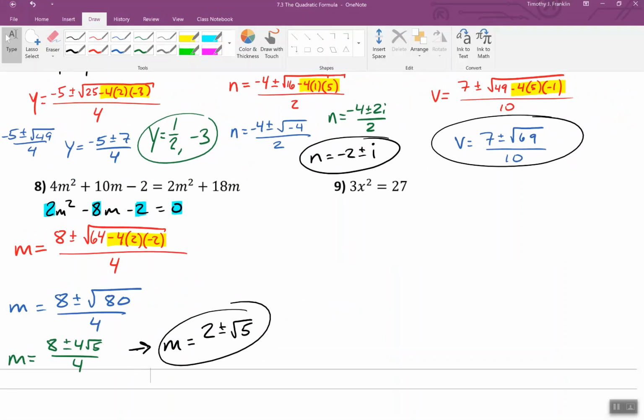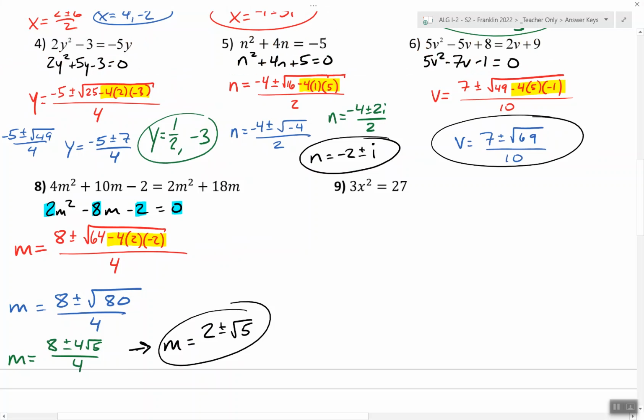All right, let's look at number 9. Now, number 9, we could probably solve using just the square root. We could divide by 3 and then take the square root. But let's see what happens if we use the quadratic formula, because that's what these notes are all about. So let's put this in standard form. We have 3x squared minus 27 equals 0. Well, there is no b term here. So here's what you should think of. b is actually 0. 3x squared plus 0x minus 27 equals 0.